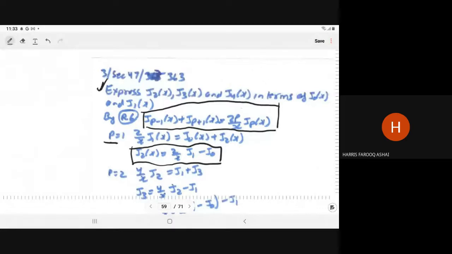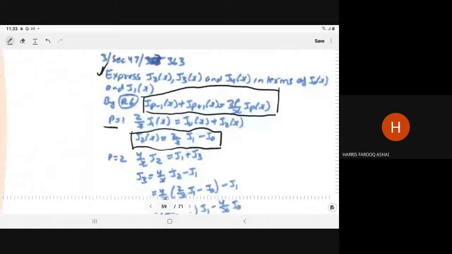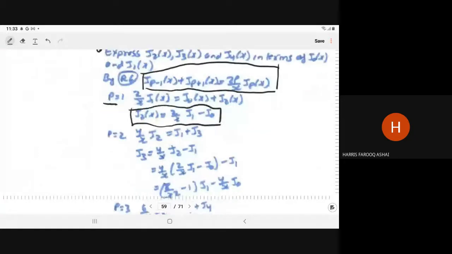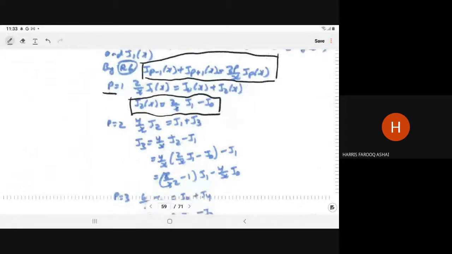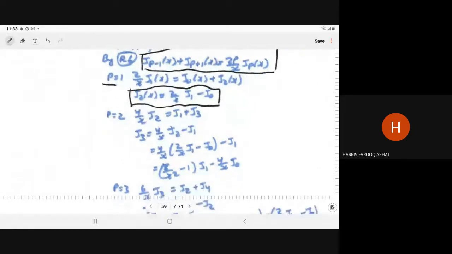Similarly, when we put p is equal to 2, here you will get 4 upon x J_2 is equal to J_1 plus J_3, which gives J_3 as 4 upon x J_2 minus J_1. And J_2 we have just computed in terms of J_0 and J_1 as 2 upon x J_1 minus J_0. So when we put it in, you will get J_3 in terms of J_1 and J_0.